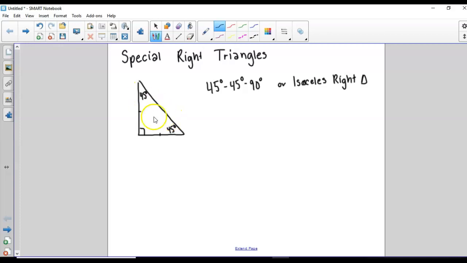If we know the length of the short side of a 45, 45, 90 triangle, then the other leg is going to have the same length because it's isosceles. Those two are the same. And the hypotenuse, anybody remember? It'll be x times square root of 2.